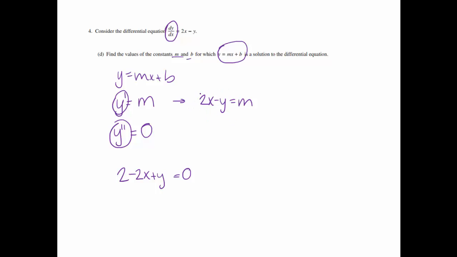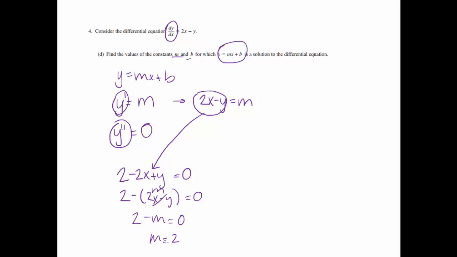Well, actually it does, because if I know that m is equal to 2x minus y, I can put that in there almost. If I factored out a 2x, notice that would be the same thing. So now I know that 2x minus y is equal to m. So I know that 2 minus m would equal 0, so m would have to equal 2.